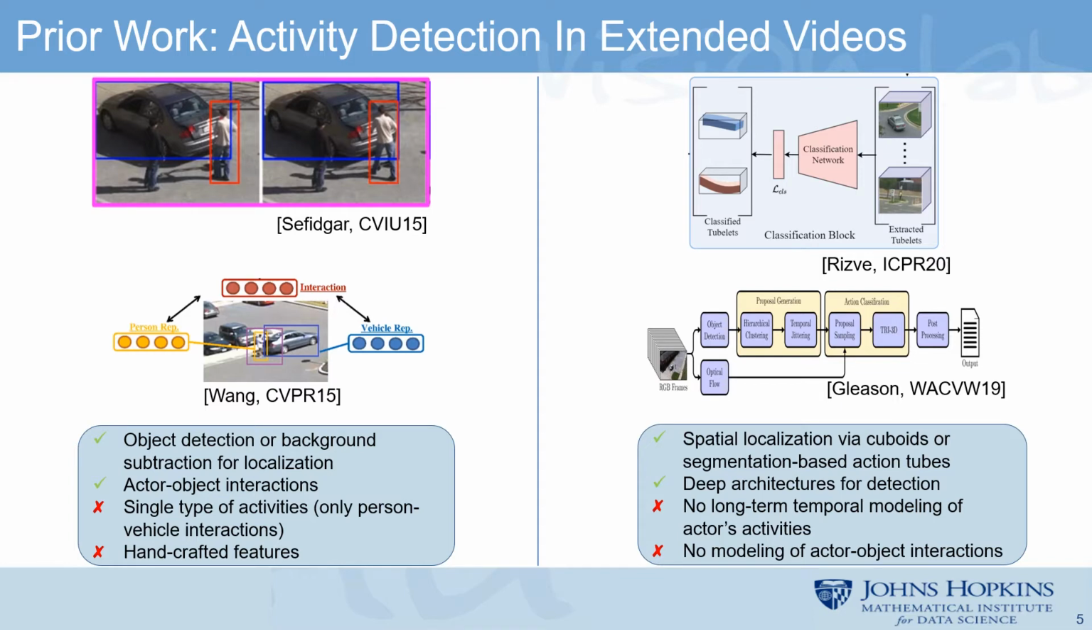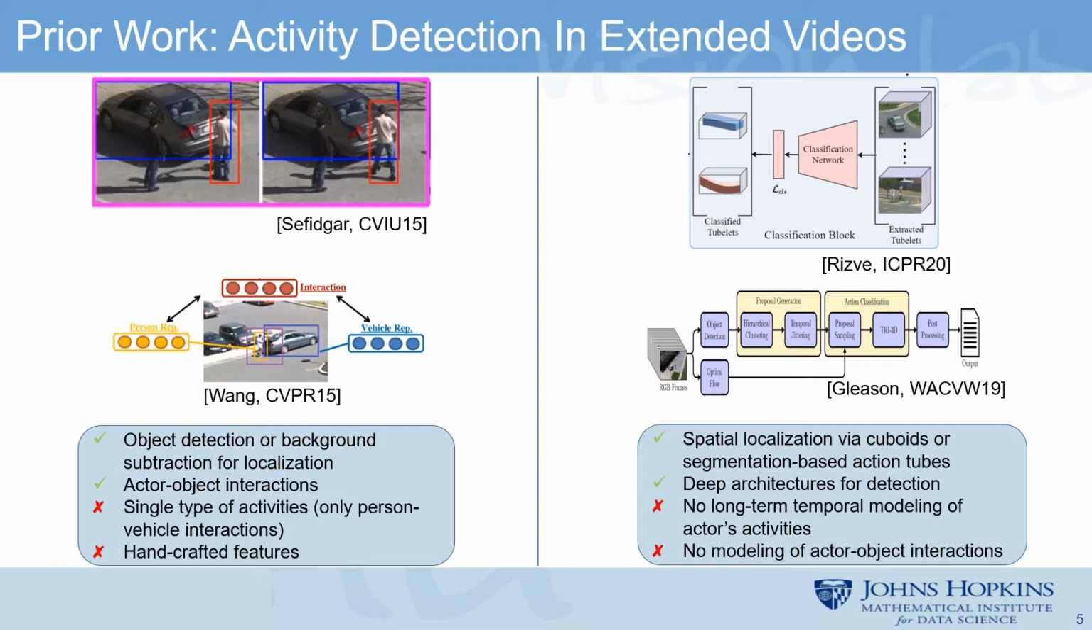Early works were either assuming known spatial localization or were leveraging object detection and background subtraction for localization. Then, they were recognizing activities by modeling actor-object interactions. However, they were limited to a single type of activities, namely person-vehicle interactions, and were leveraging handcrafted bag of visual words representations. Recent works leverage deep models to identify video subvolumes in the form of cuboids or action tubes.